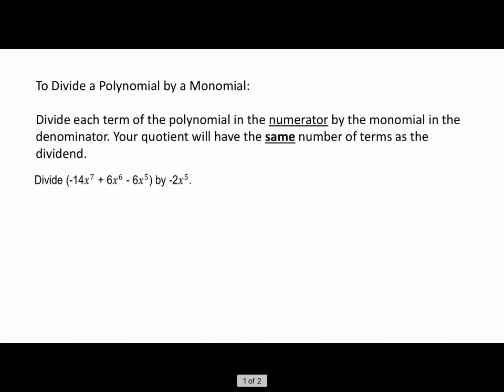To divide a polynomial by a monomial, we'll divide each term of the polynomial in the numerator by the monomial in the denominator. Your quotient, this is important to remember, will have the same number of terms as the dividend. So maybe we should know what those words mean. You divide your dividend by your divisor, and the answer you get is the quotient.